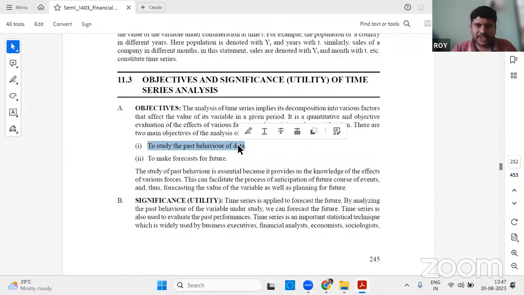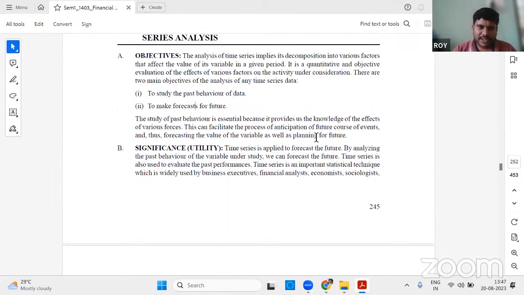So, to study the past behavior of the data, to make a forecast of the future. This is what we discussed till now, right? You study once before understanding the sums. Anyway, you have this textbook. Time series is applied to forecast the future. This is the thing. It will apply when you are forecasting the future.